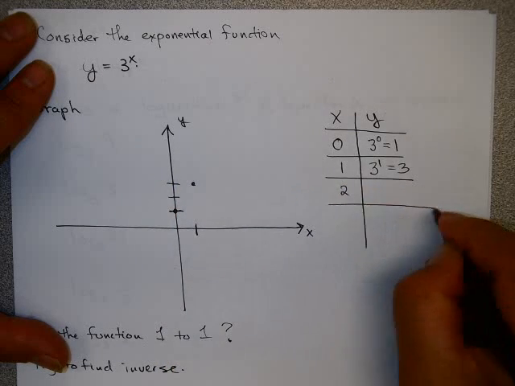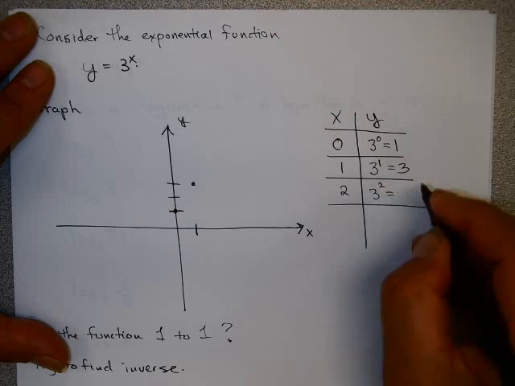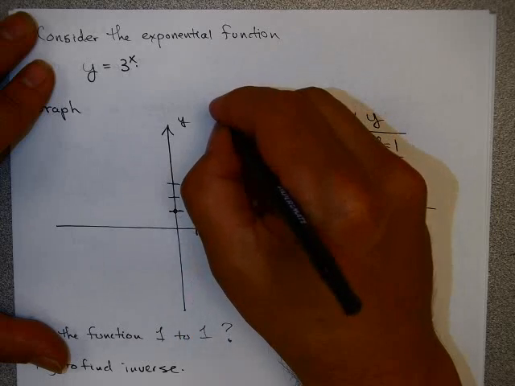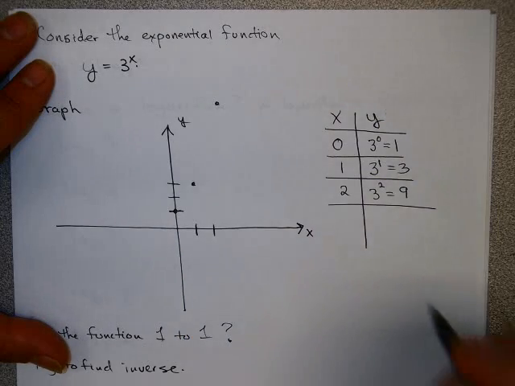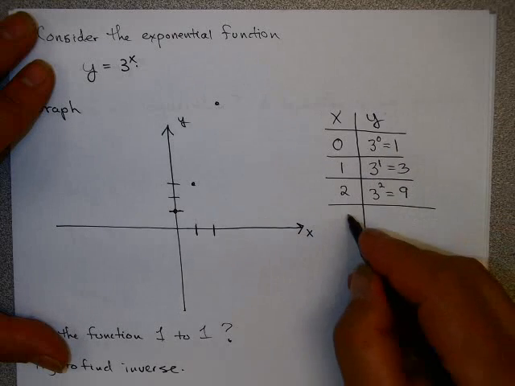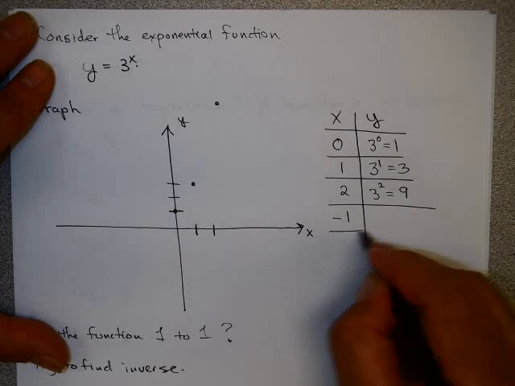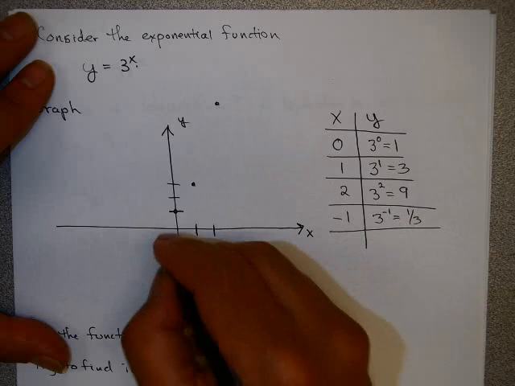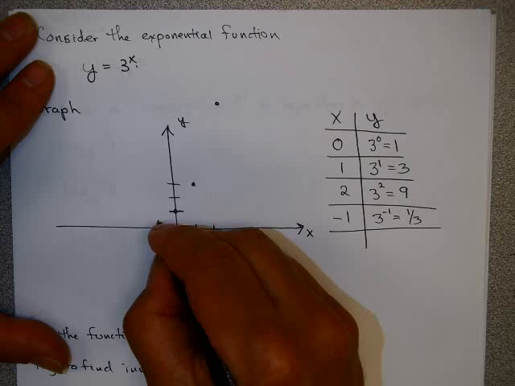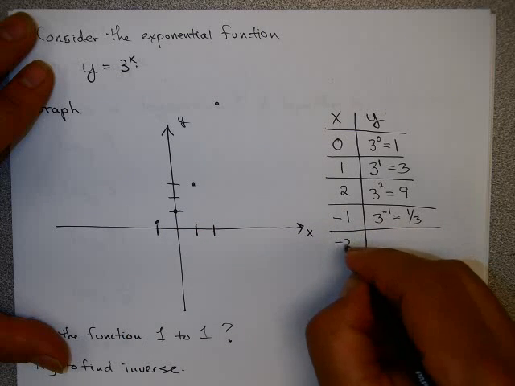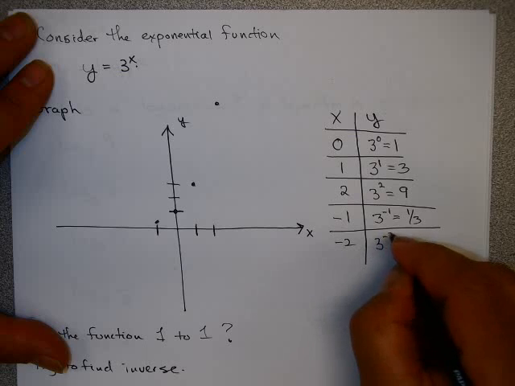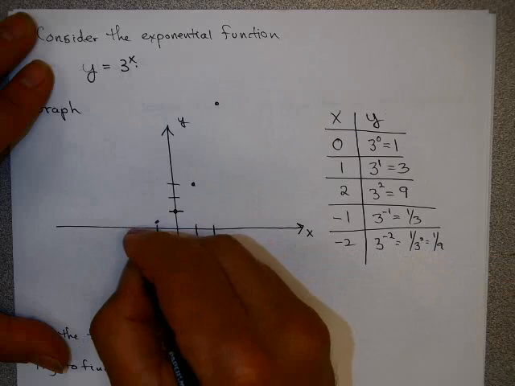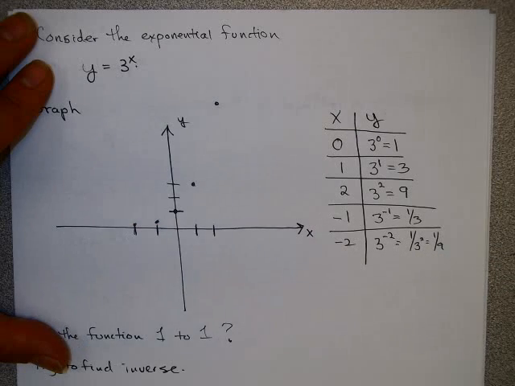And let's take the number 2. 2 would be 3 squared, which gives me 9. I'll just draw it way up here to give us an idea. Let's choose some negative numbers for input, like negative 1. 3 to the minus 1 is 1/3, so that's going to be about right here. And let's try minus 2. 3 to the minus 2 is 1/3 squared, which is 1/9. So again, that point would be about right here.